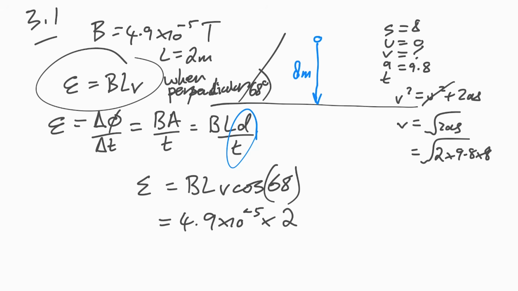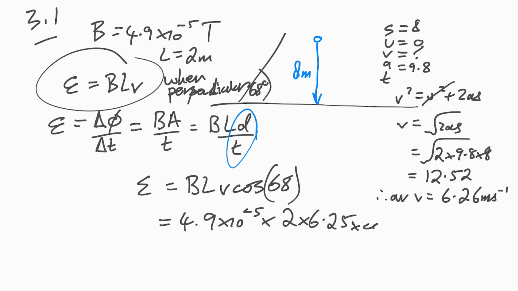I thought there might have been an extra step here. And that gives us 12.52. So therefore average V is going to be half that. So let's just say 6.26 meters per second. So there we go, popping that in here then, times by cos 68. Okay, let's cross our fingers, guys. And that gives us 2.3 times 10 to the minus 4. We're looking at volts, of course, it's an EMF.